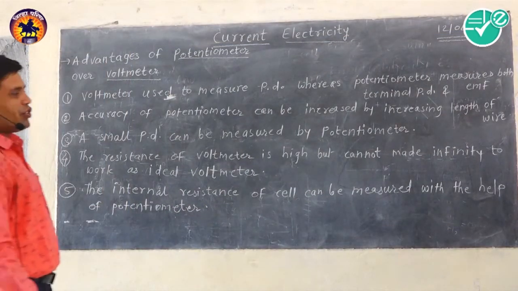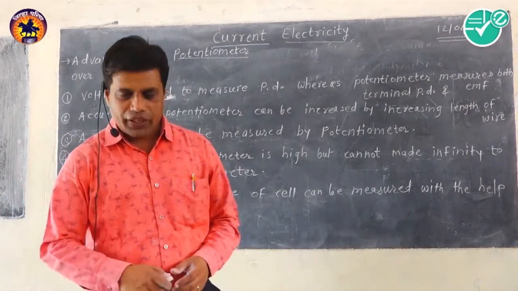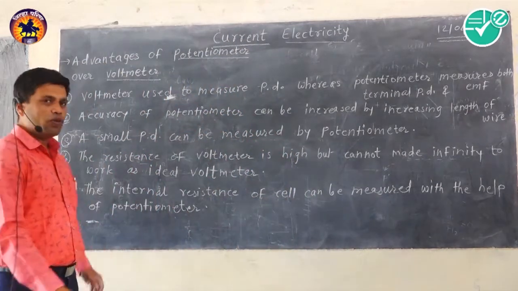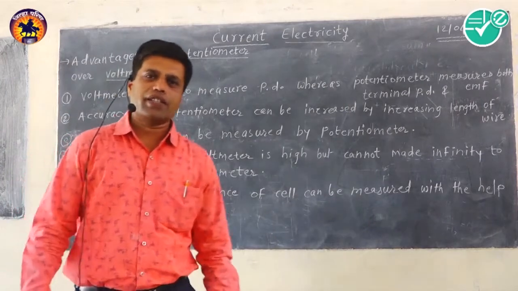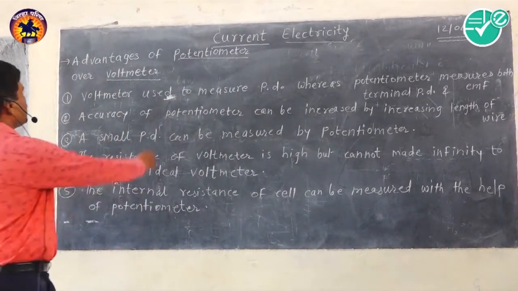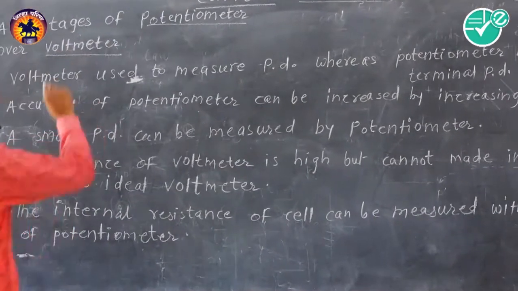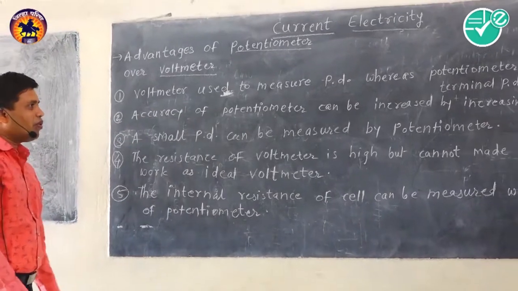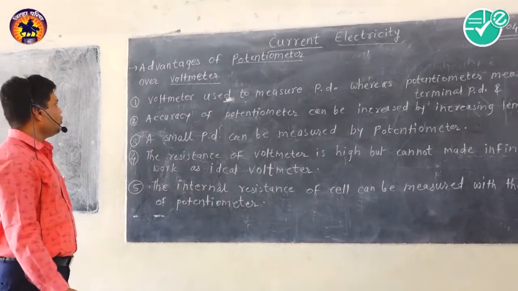Now we have finished the article to determine the internal resistance of a cell using a potentiometer. After that we will move towards the next article, and it is the last article from this topic, current electricity, that is the advantages of potentiometer over voltmeter. These are some advantages that I have listed on the board. I will explain them one by one to you.